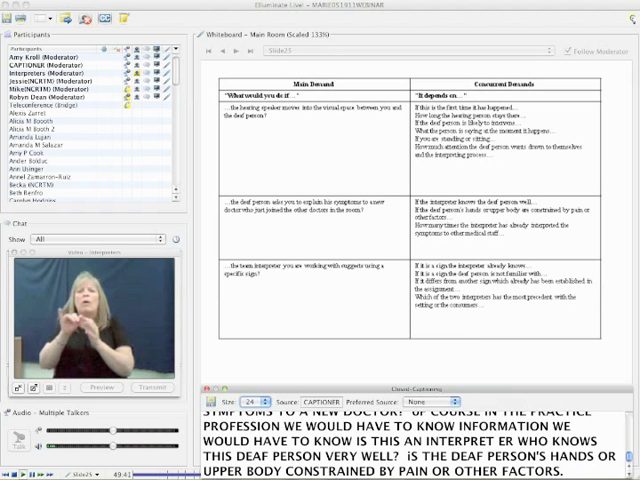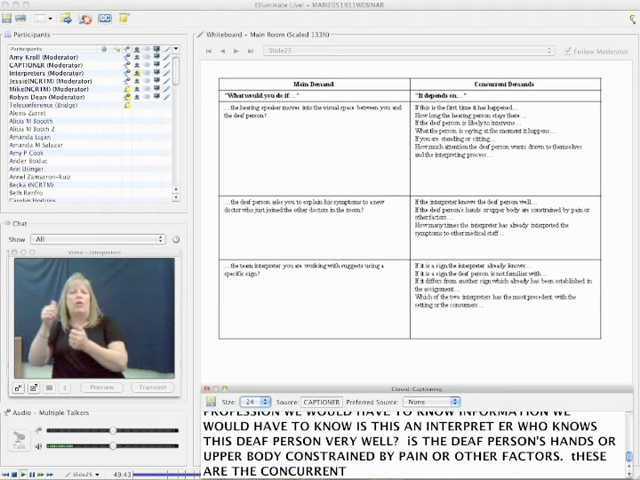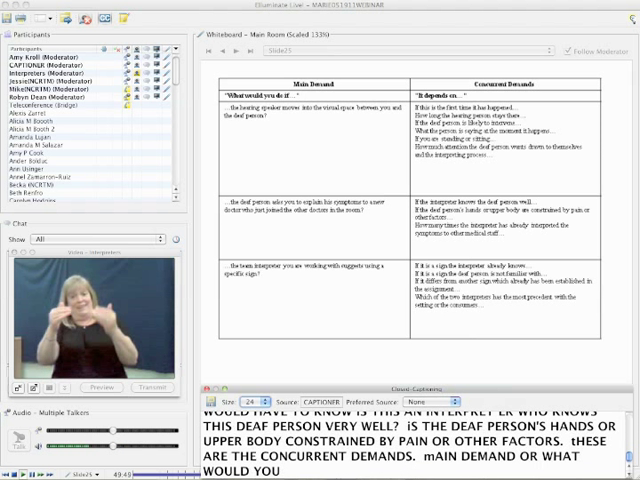These are the concurrent demands, things you already bring into your conversation. Main demand, or what would you do if the team interpreter you're working with suggests using a specific sign?